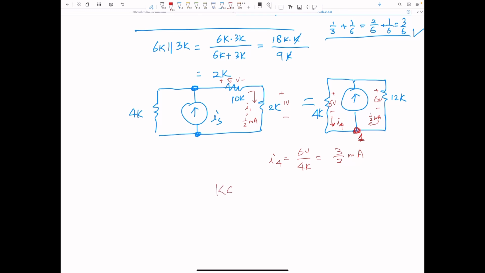Now we can do KCL at node 1. Entering 1/2 milliamp, entering 3/2 milliamp equals leaving I sub s. Therefore, I sub s equals 2 milliamps.